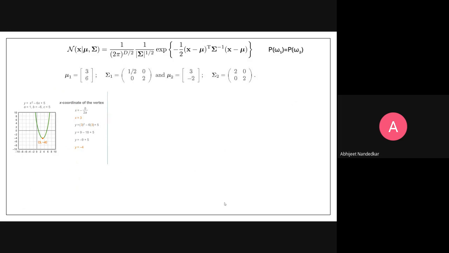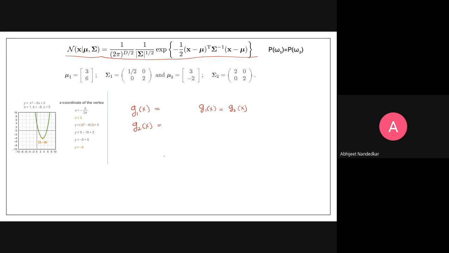Now I will give you some hint how to find this out. So this is your normal distribution equation. Then you will find out, say, G1x, and then you will find out G2x. G1x you will equate to G2x.